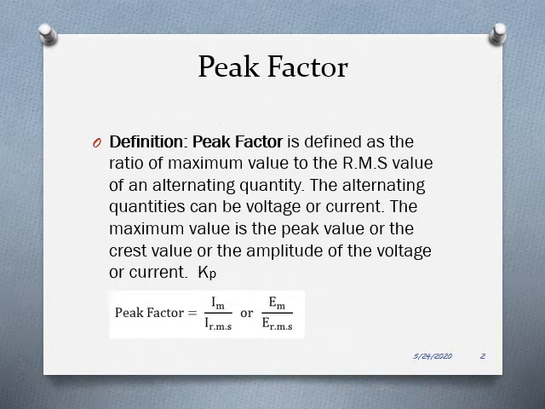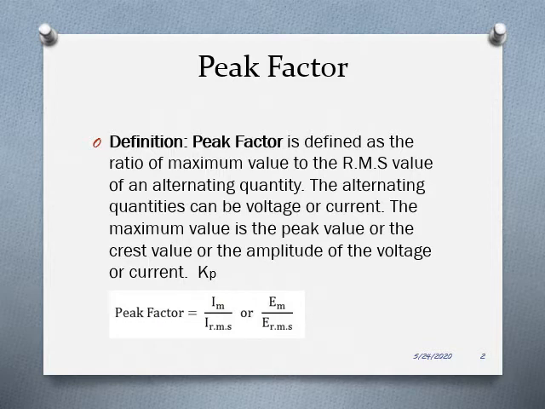The other important terms that you should familiarize yourself with are peak factor and form factor. So the first term, peak factor. Peak factor is defined as the ratio of the maximum value to the RMS value of any alternating quantity. The alternating quantity could be either a voltage or current.